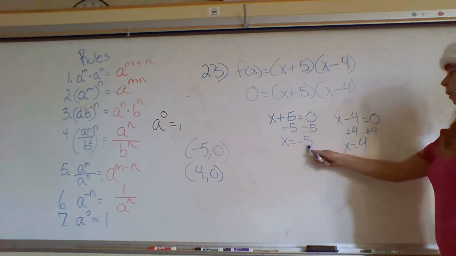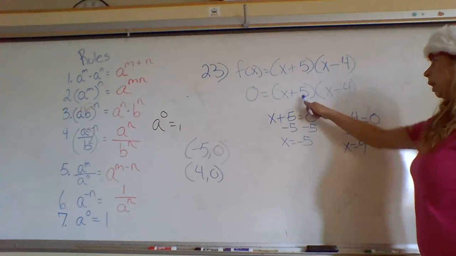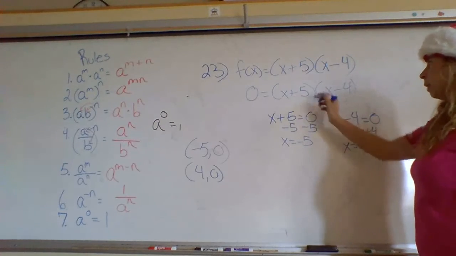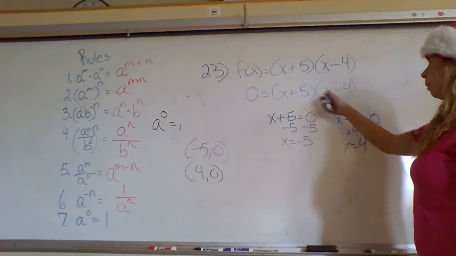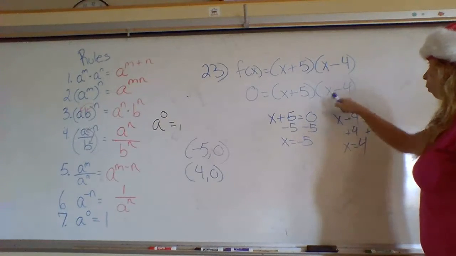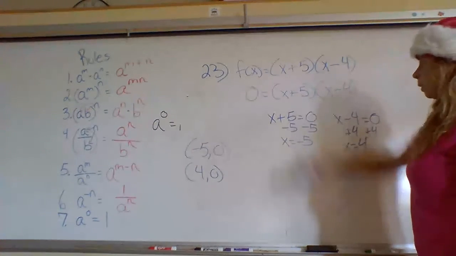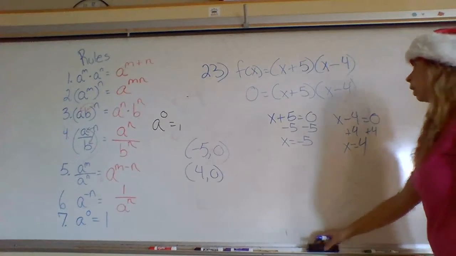If I substitute either of these numbers into this equation, it will be 0. Negative 5 plus 5 is 0. 0 times anything is just 0. 4 minus 4 is 0. Anything times 0 is just 0. All right, so those are your x-intercepts.